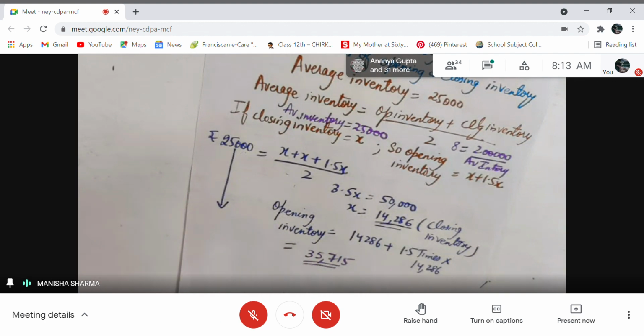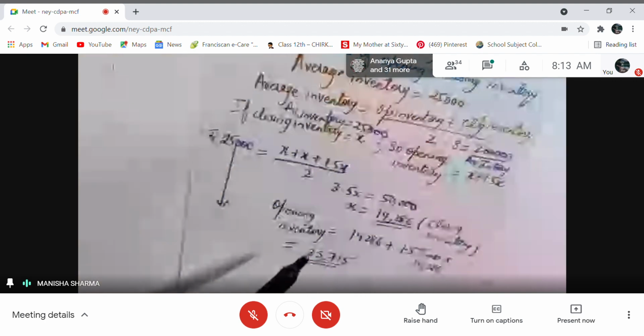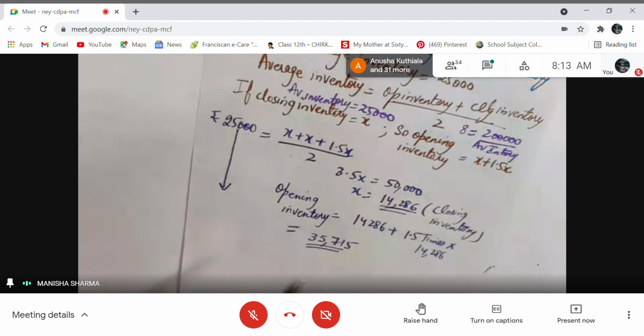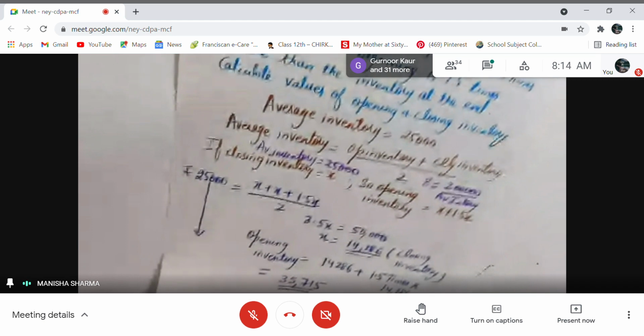Now you calculate opening inventory. We've done that. Opening inventory was X plus 1.5X. X has come out to be 14,286 plus 1.5 into 14,286. The answer is coming out to be 35,750. So you can see that in these sums, only other information is directly given. How information related to inventory is given, we need to find opening and closing inventory. Now let's take up the next sum.